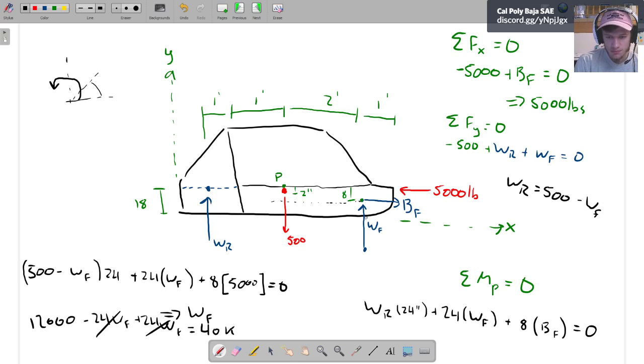So this force here, WF, is going to rotate about point P in the counterclockwise direction. So that should be a positive force. However, this moment here, WR, is going to rotate about point P clockwise. So that's actually going to be a negative moment. So yeah, thanks for catching that. So this means that this should actually be a negative value here. So rather than being 500 minus WF, this will now be minus 500 minus WF.